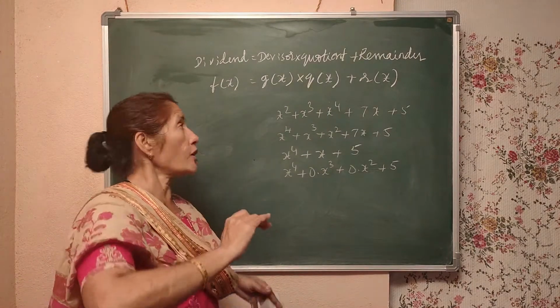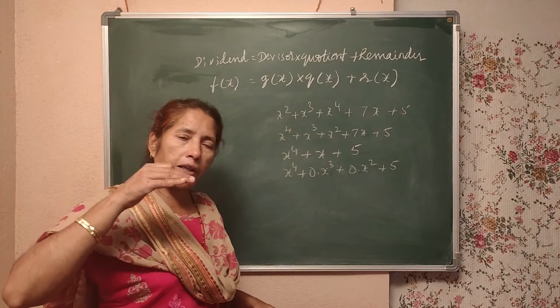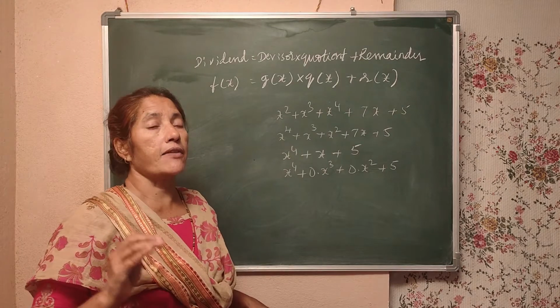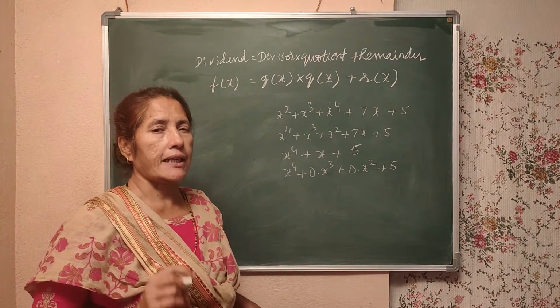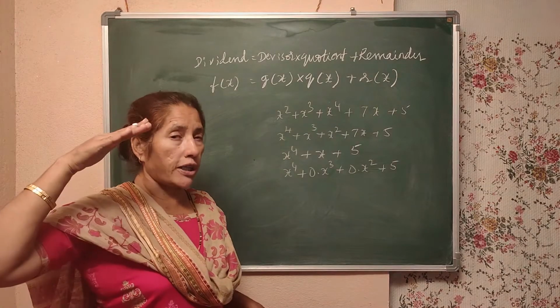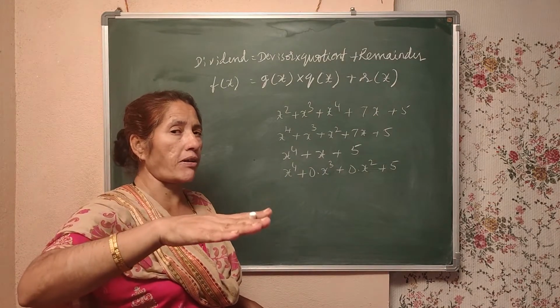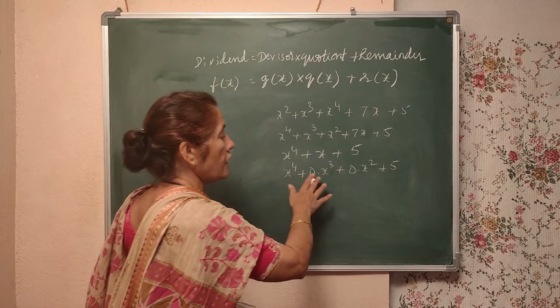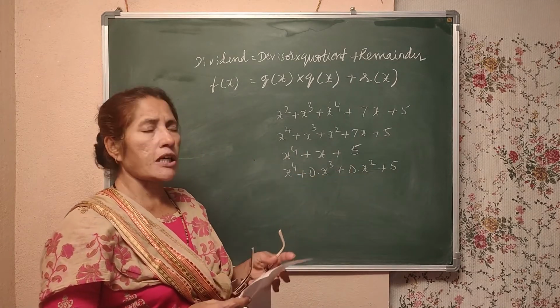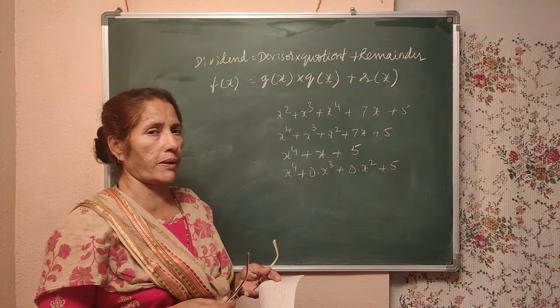In the divisor also, it is better to write in the descending order of powers. Then division will be very easy. Those 2 points you have to remember very well. First, write in the descending order of the powers. Second, if anything is missing, put 0 into it. Now, let us try to solve some problems.